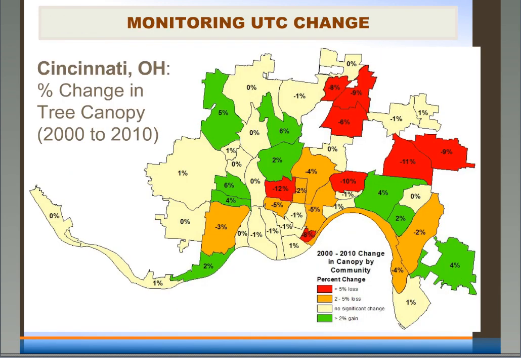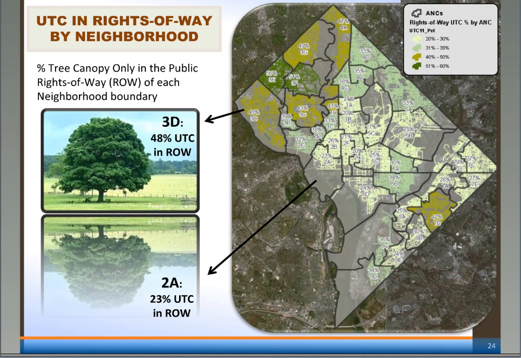One of the other UTC assessment types that I mentioned was canopy cover change. This is an assessment in Cincinnati where we had a 10-year difference between 2 different image periods, and we're able to look at where there's been no significant change, losses, larger losses, and larger gains. So pretty powerful. This is per neighborhood boundary. I think they call them community boundaries.